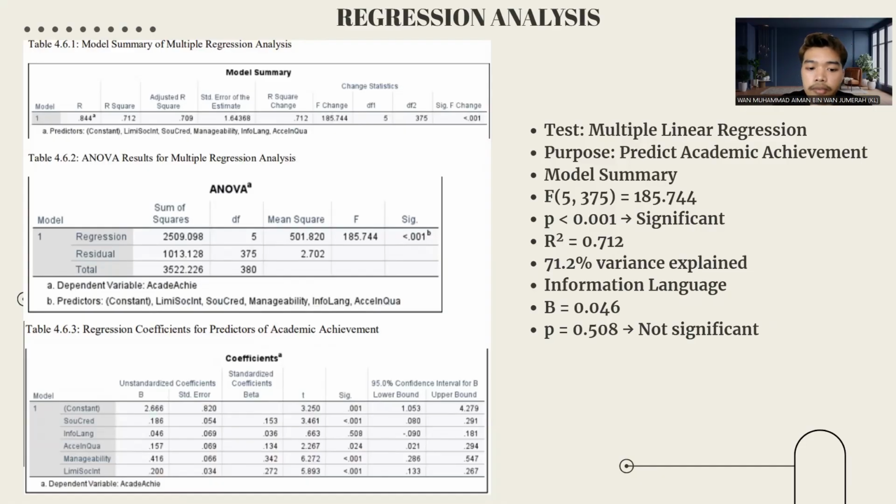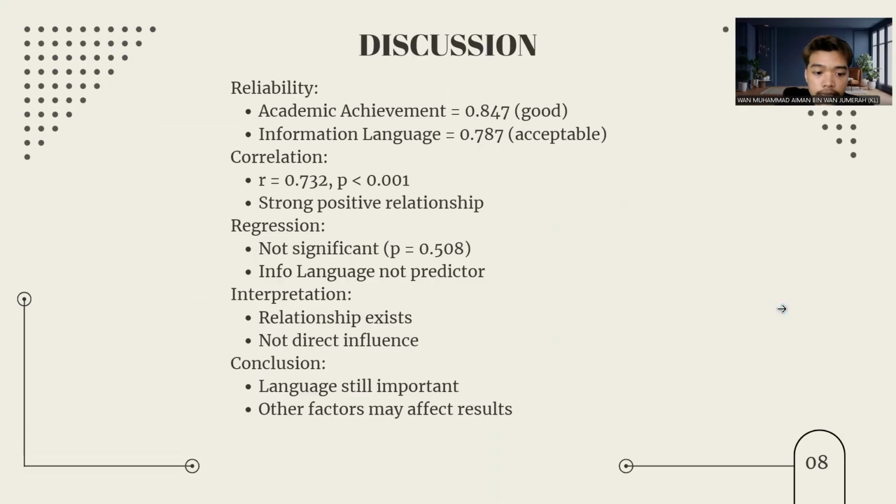However, information language itself is not a significant predictor, with a p-value of 0.508. This means that although there is a strong correlation, information language does not significantly predict academic achievement in the regression analysis. So next, we move to the discussion.